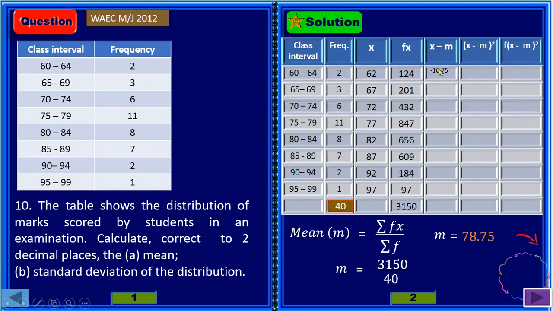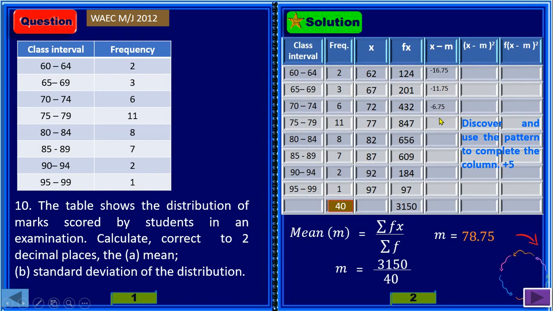So for this column, we are going to have 62 minus 78.75. That will give us minus 16.75. The same way, 67 minus 78.75 will give us minus 11.75. The same way 72 minus 78.75 will give us this. Now discover the pattern again. If I add 5 here, I will get this. If I add 5 here, I will get this. So the pattern is addition of 5.